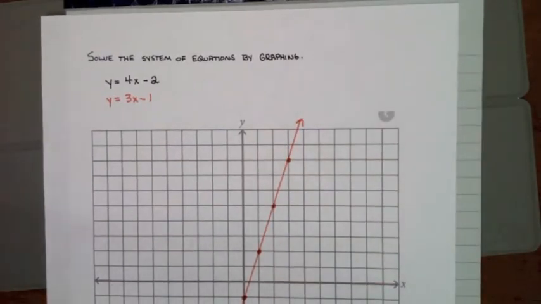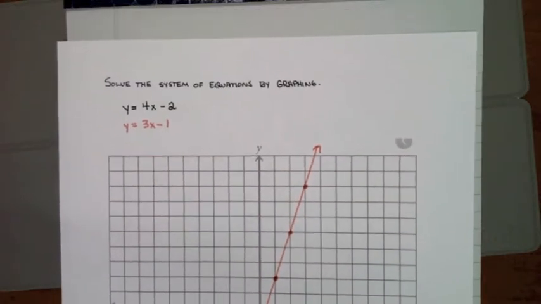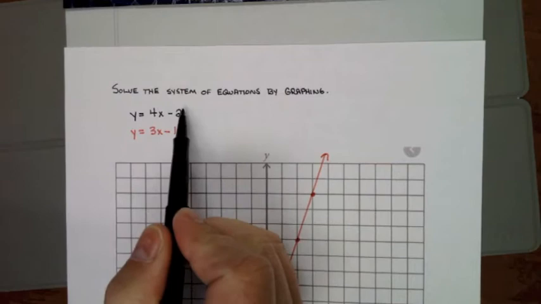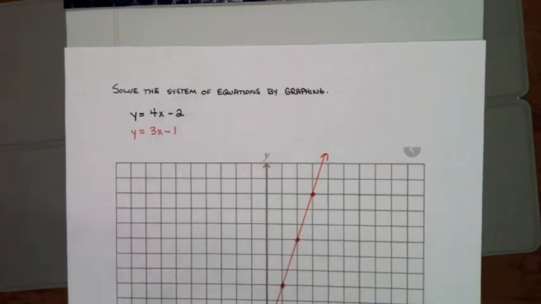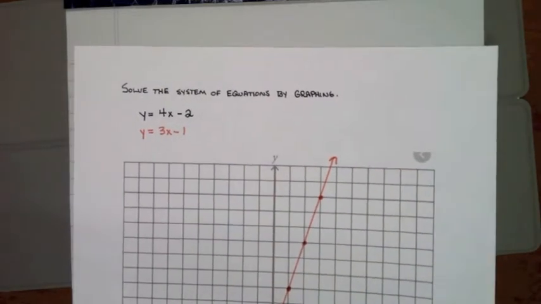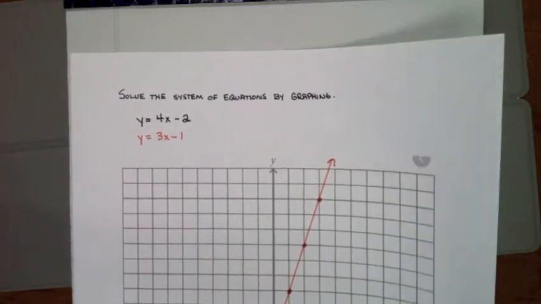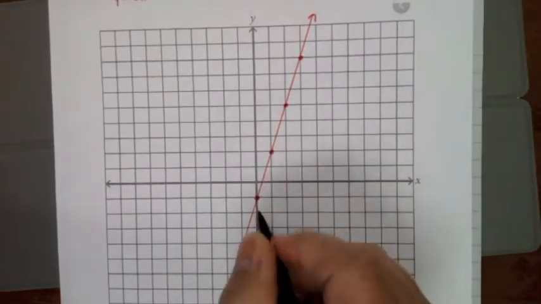Now I'm going to graph the second line. The second line is also in slope-intercept form. That means I graph my y-intercept first, and then I use my slope to generate more points. So my y-intercept on the black linear equation is negative 2. So I'll go down to negative 2.